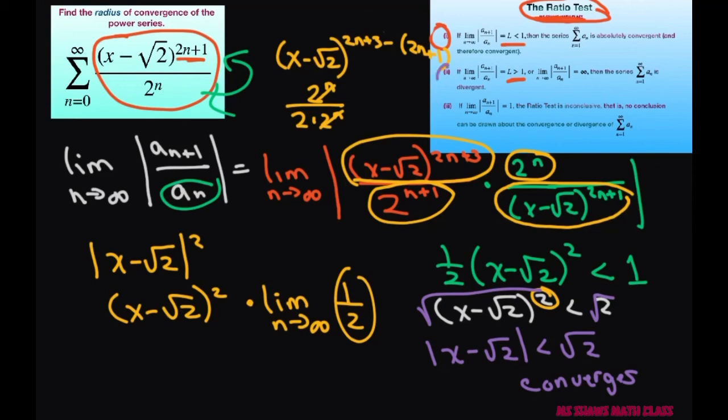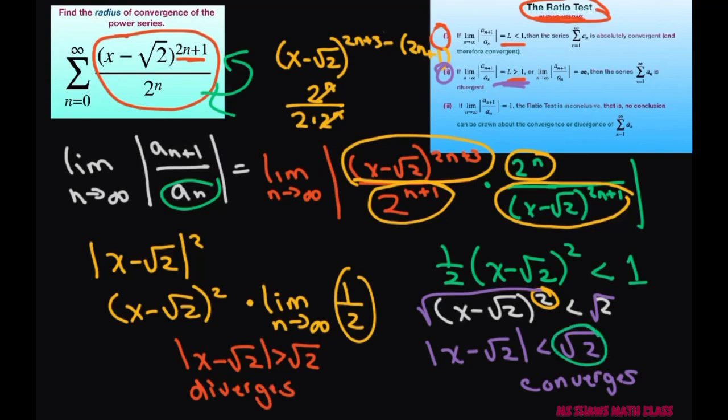Now for condition 2, it has to be greater than 1. So you would basically get the absolute value of x minus square root of 2 is greater than square root of 2. That would be divergence, or diverges. Therefore, your radius of convergence is square root of 2.